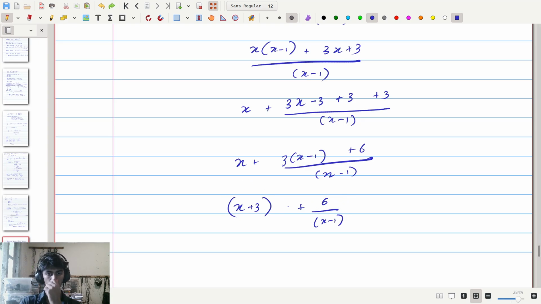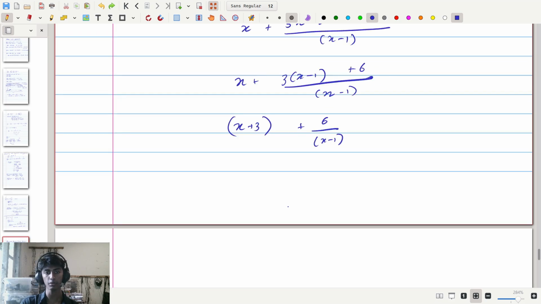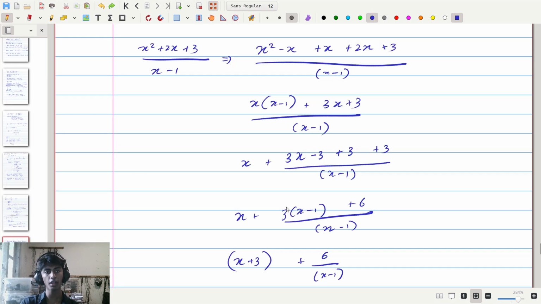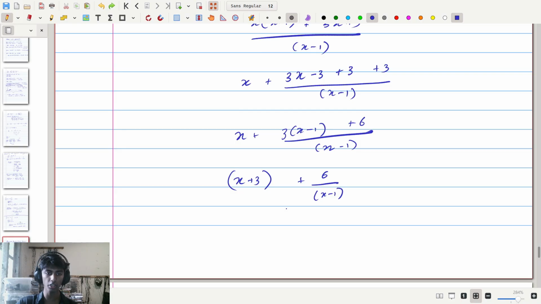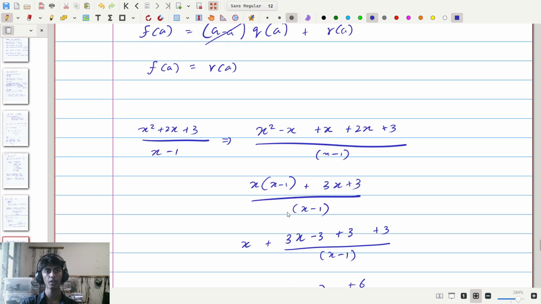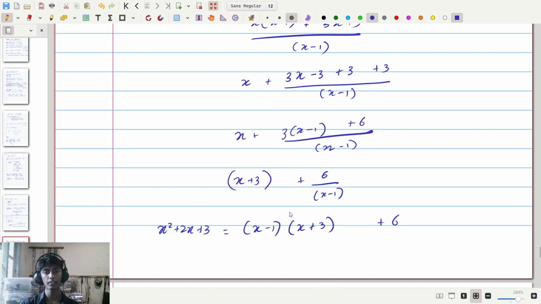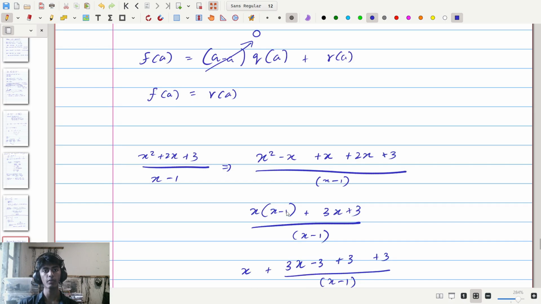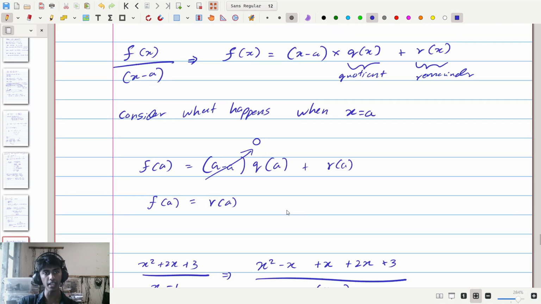So we have a quotient of x plus 3 and a remainder of 6, which means that our original function f(x), or x squared plus 2x plus 3, is equal to what we divide by, which is x minus 1, times our quotient, which is x plus 3, plus our remainder, which is 6. So in this case, if we substitute this root, here we divide by x minus a, right?